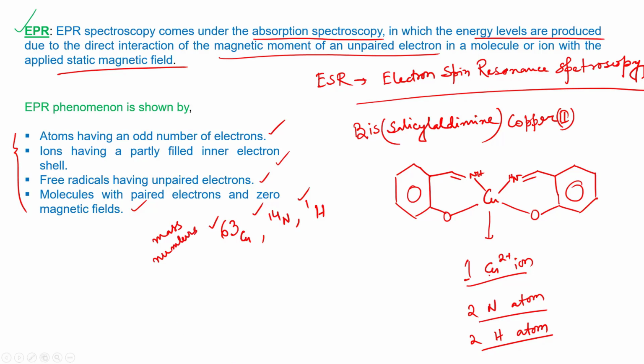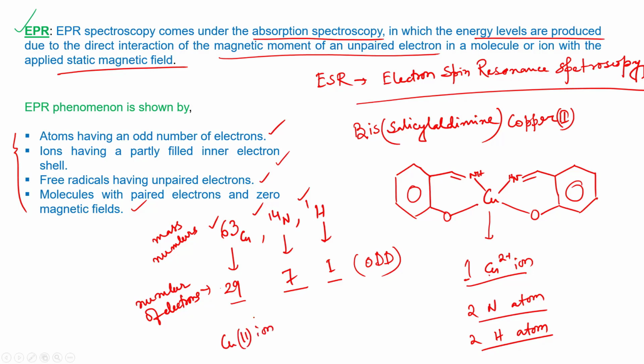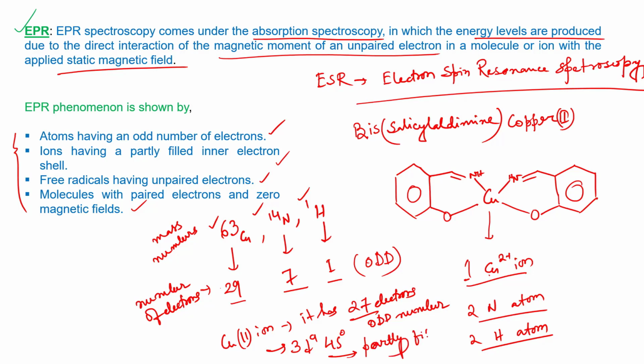These values are mass numbers, that is the number of neutrons plus the number of protons, which will be 63, 14 and 1. We can see that in each case the number of electrons, 29, 7 and 1, is odd. Now think of the copper(II) ion. It has 27 electrons, which is again an odd number, and the configuration will be 3d9 4s0. So, a partly filled inner orbital.